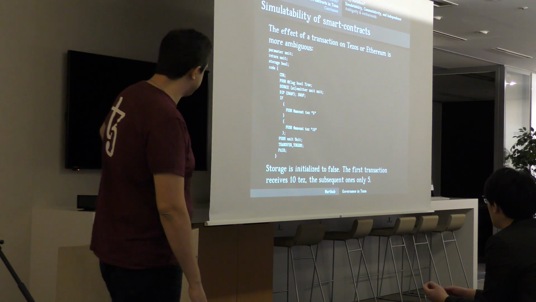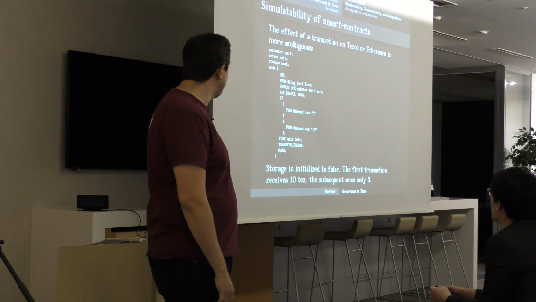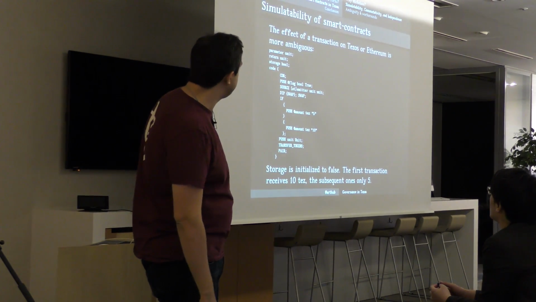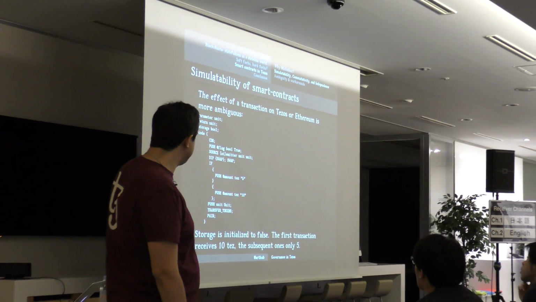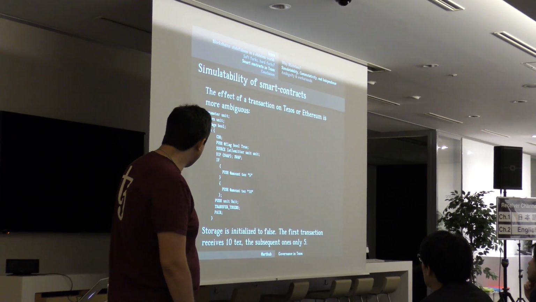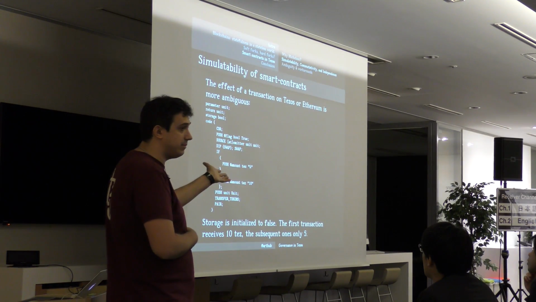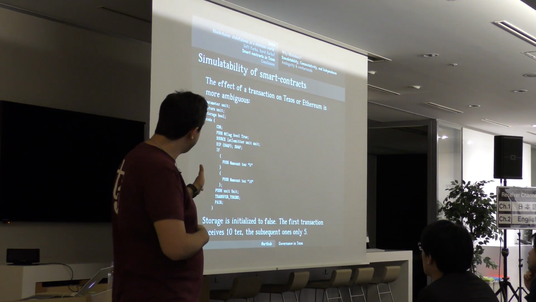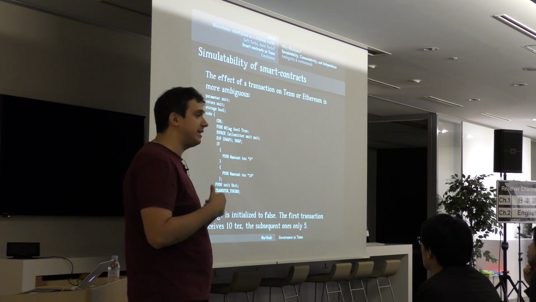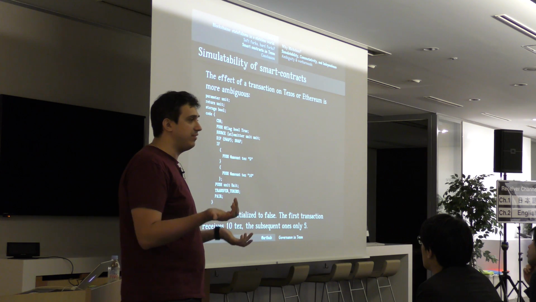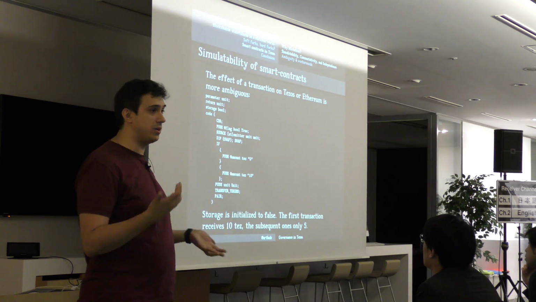Okay, what about smart contracts? So in Tezos and Ethereum, the effect of a transaction is a lot more ambiguous. So another little Michelson program. And basically what it does is it has a flag to see if it's been called or not. And if it hasn't been called, then the first time you call it, it's going to grab 10 tokens and send them back to you. And if it has been called before, then it's going to only send you 5 tokens. And so when I send my transaction to the network, maybe I'm getting 5 tokens, maybe I'm getting 10 tokens. I don't know. It depends on what someone else is going to do with the contract.